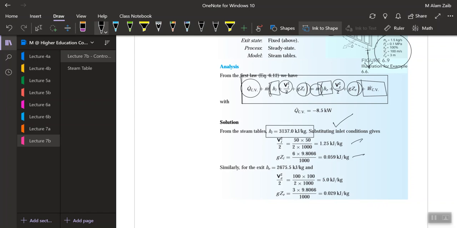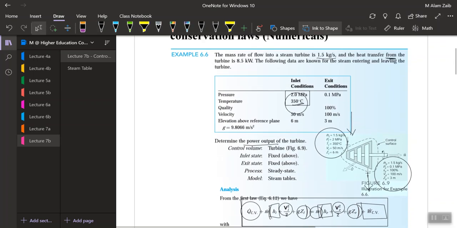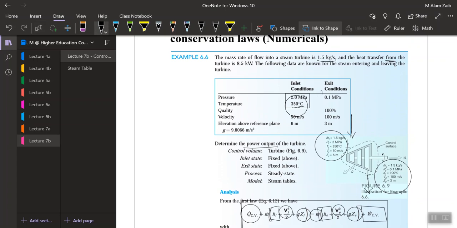So that's enthalpy now from the steam table. For the exit enthalpy, if we can say, at the exit condition, we have got 0.1 megapascal, and the condition is given with the quality is X.